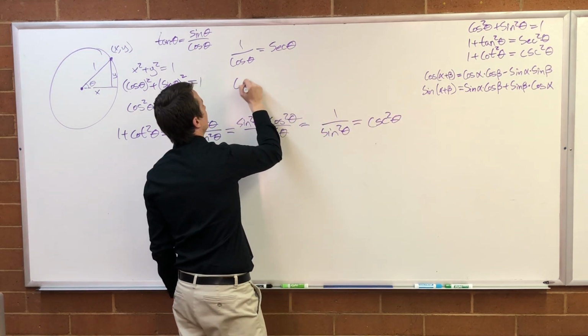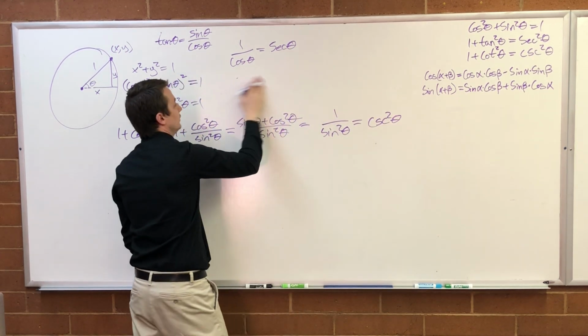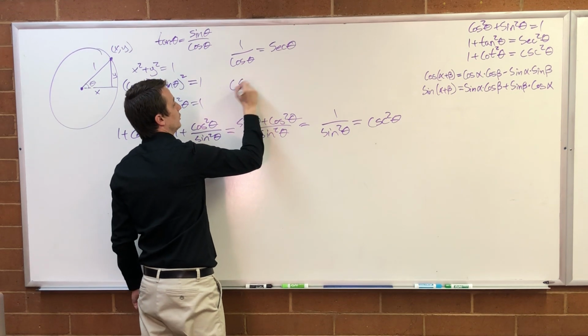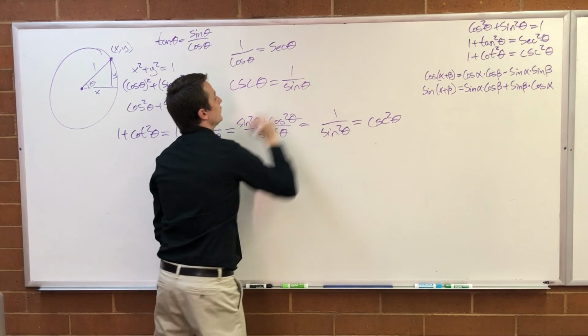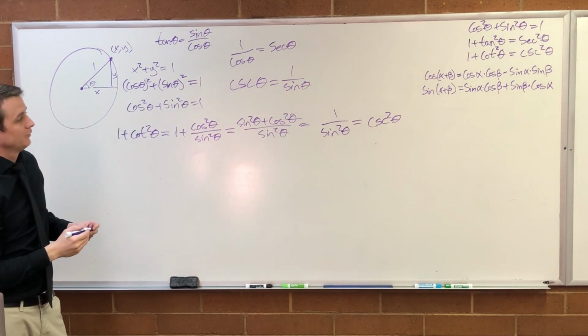Cosecant is, I'm spelling out the word instead of using the symbols. Cosecant of theta is equal to 1 over sine of theta. Right? Yep. Okay, so we prove that.